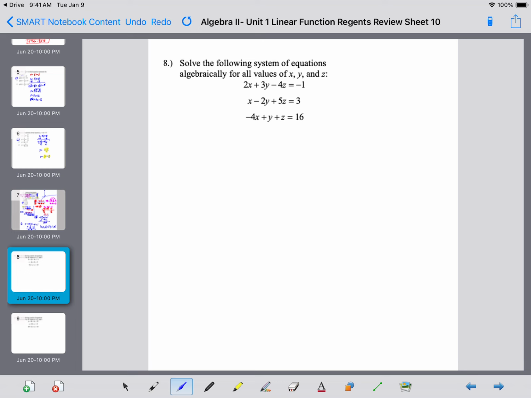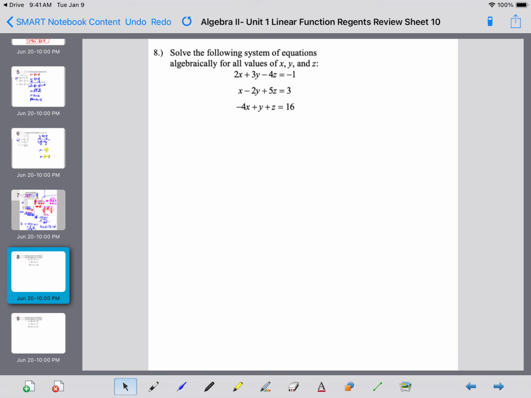Okay. Now for this question, it's another systems of equations question.